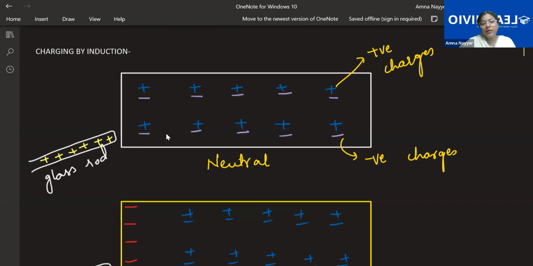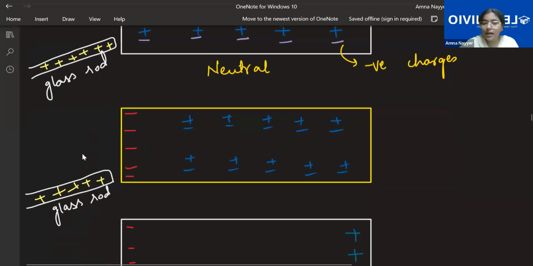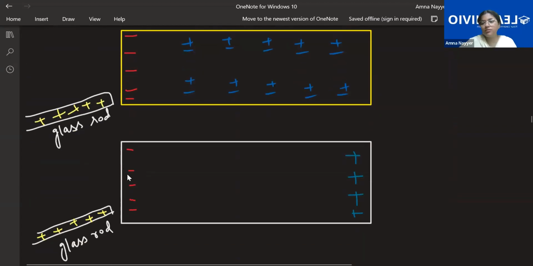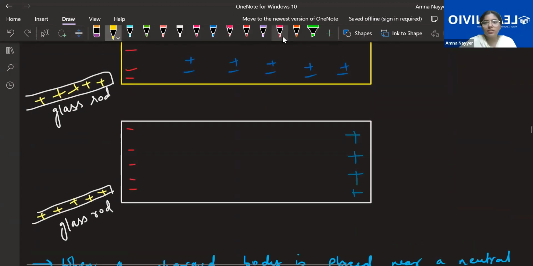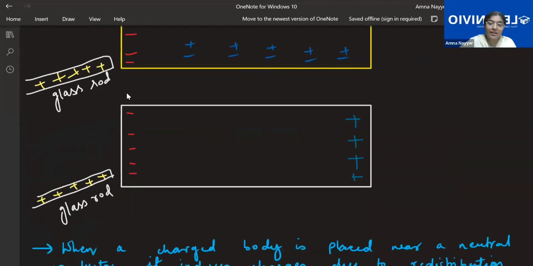Okay. Now what did I do? I brought a glass rod with positive charges. So what will this positive charge do? It will attract all the negative charges towards itself. Positive will attract negative only. So what we'll observe is that after a period of time, the negative charges are getting attracted. And slowly, gradually, we'll observe that the positive charges and the negative charges have been separated successfully. So this process of separating the positive and negative charges is known as induction. This whole process is known as induction.